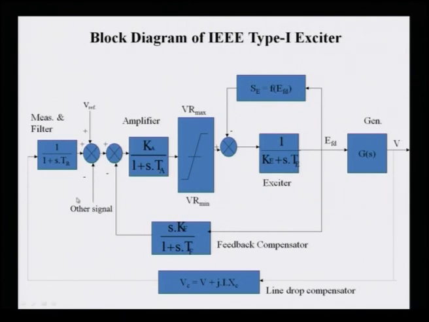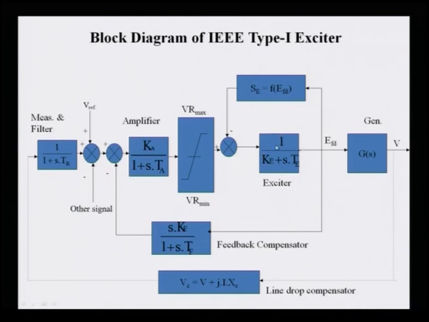If the PSS is not there, this signal is 0, and we only compare V with V reference. Once this signal comes, it has a very small magnitude, so we use the amplifier. Here you can see Ka is the gain of the amplifier, with a time constant of 1 plus S Ta. After amplifying, we need a maximum and minimum regulation value, so we have the limiter, and this voltage is then given to the excitation system.